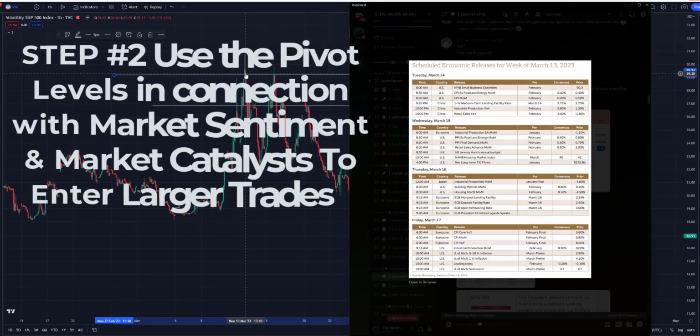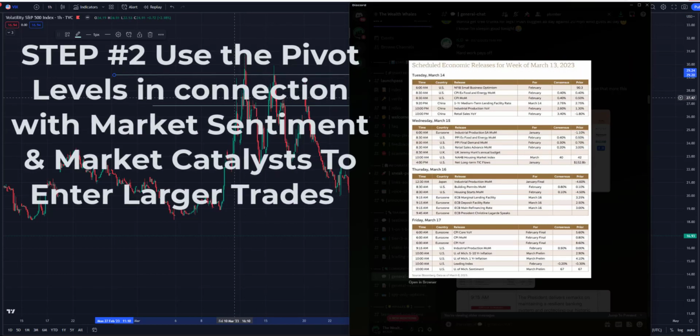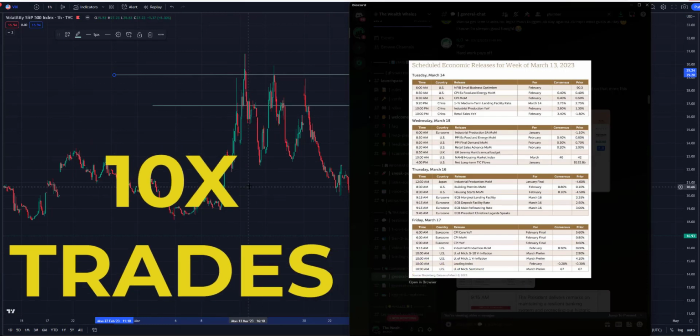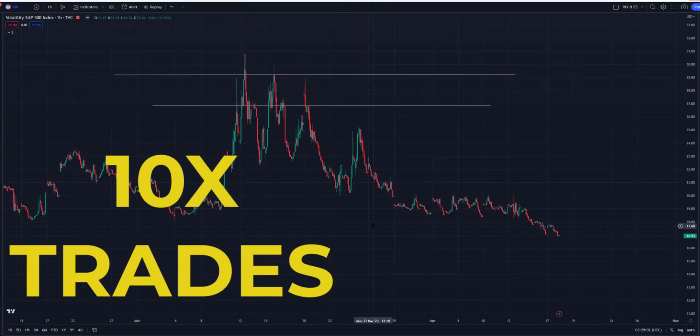So we know that we've got sentiment. We've got a catalyst. We know we're coming up on a pivot level. Now we just need to tie in a couple of other things and we can take this thing to the bank and get those 5 and 10X. We're not talking about those little small moves, folks. We're talking about game-changing, account-changing moves here, all right?